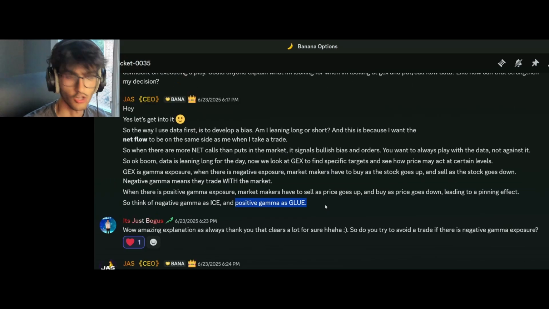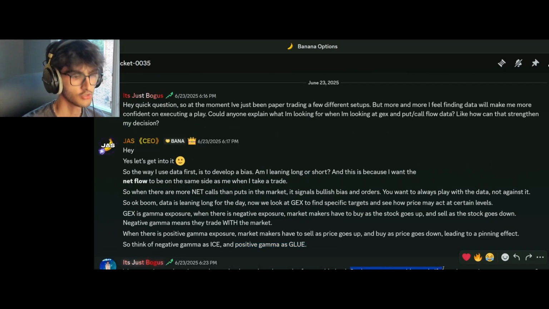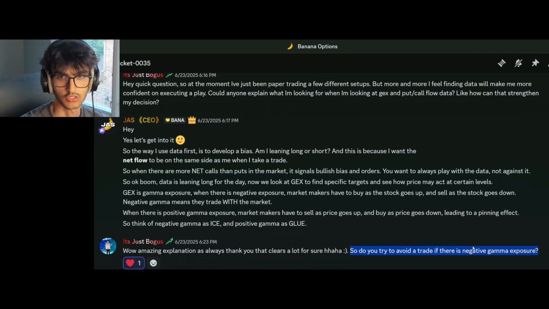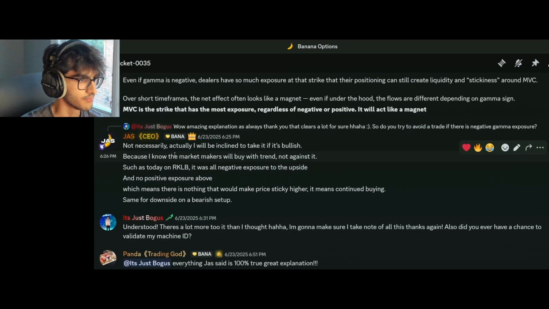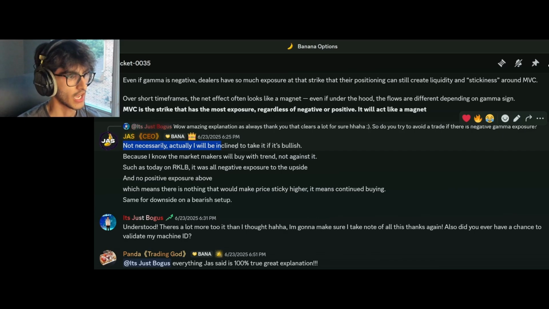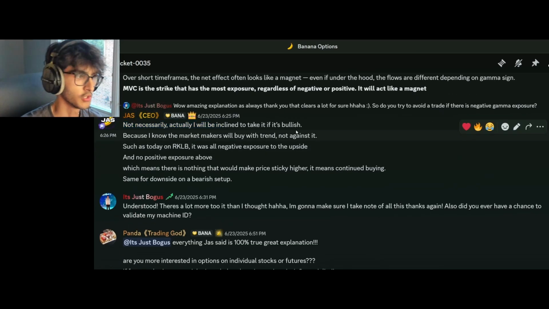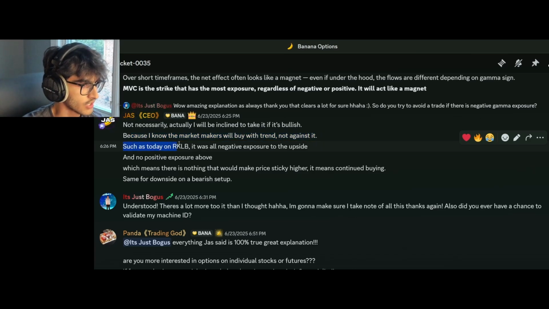And he asked a good follow-up question. So do you try to avoid a trade when there is negative gamma exposure? Oh, right here. And I had answered, not necessarily. Actually, I'd be inclined to take it if it's bullish, because I know the market makers will buy with the trend, not against it. Such as today on Rocket Labs.